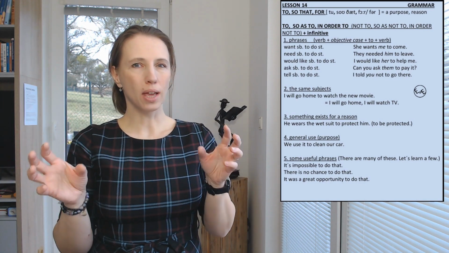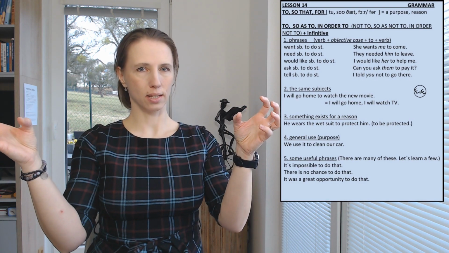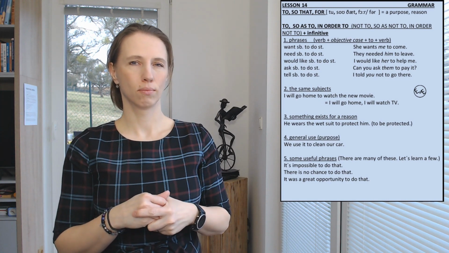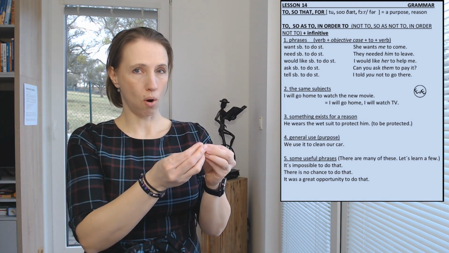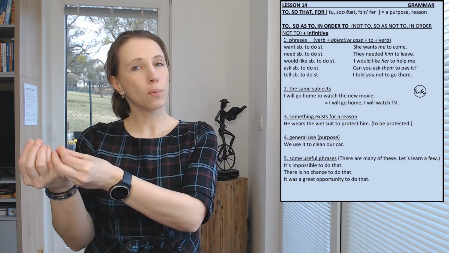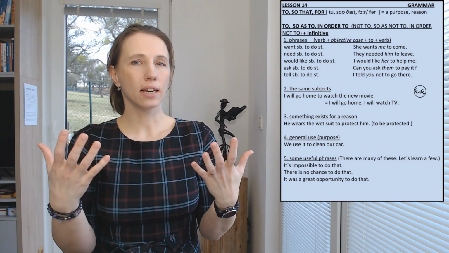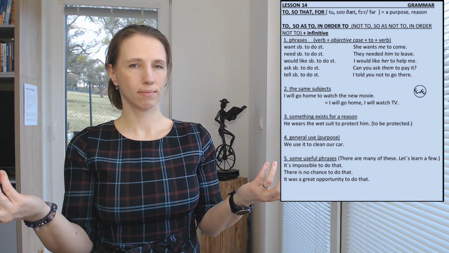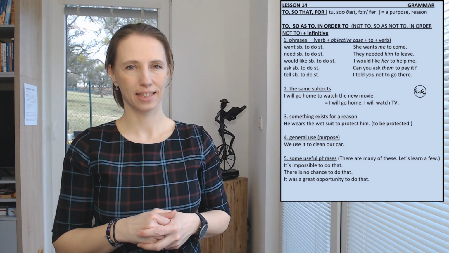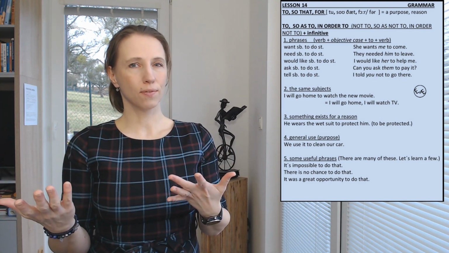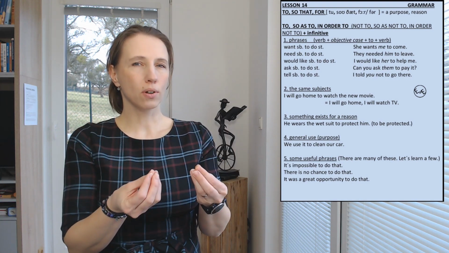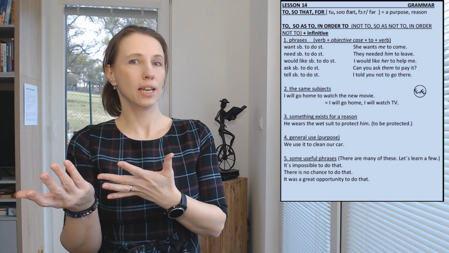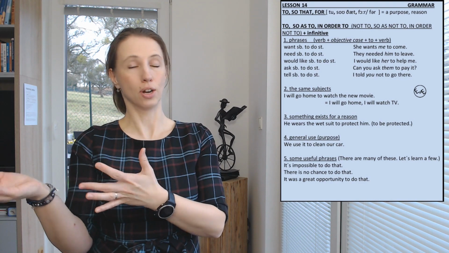Then we use to when we have the same subjects in two sentences, because we use infinitive with to in English. I will go home and I will watch TV. In English we can say, I will go home to watch TV. The negative, I will go home not to be late for my meeting, which I have at home.